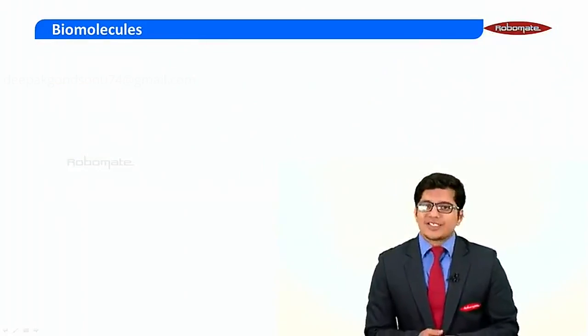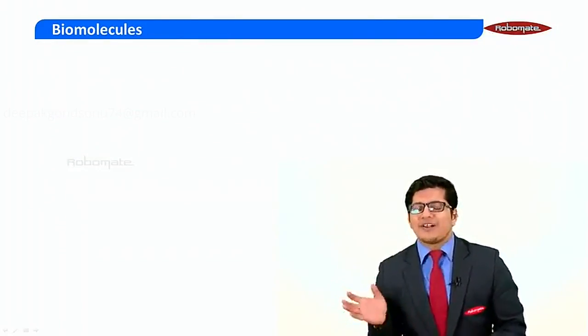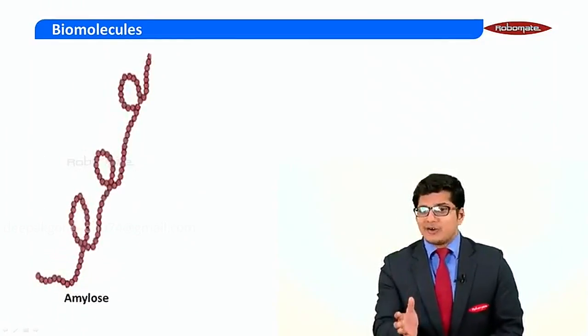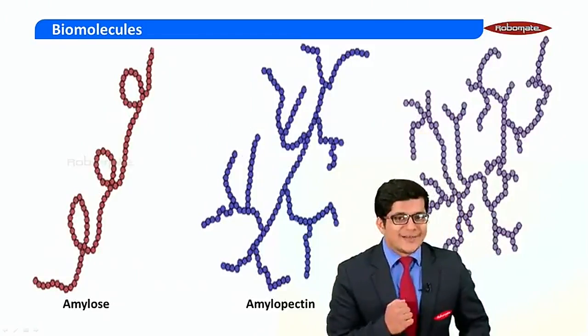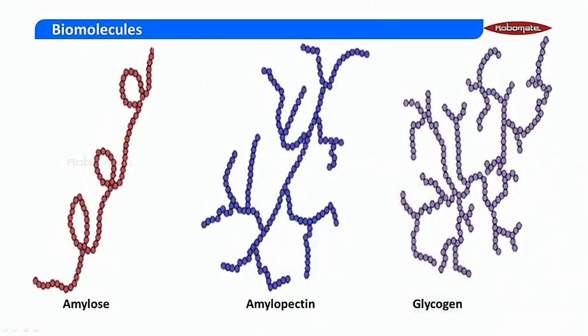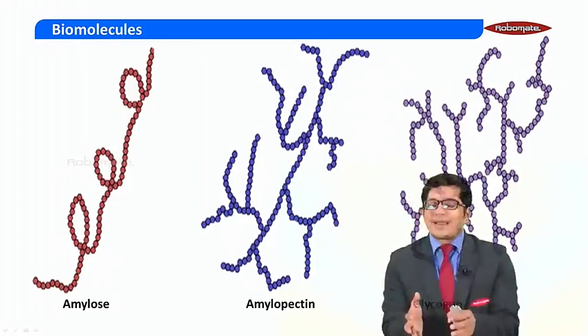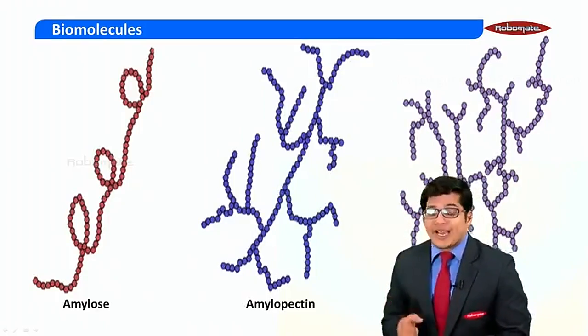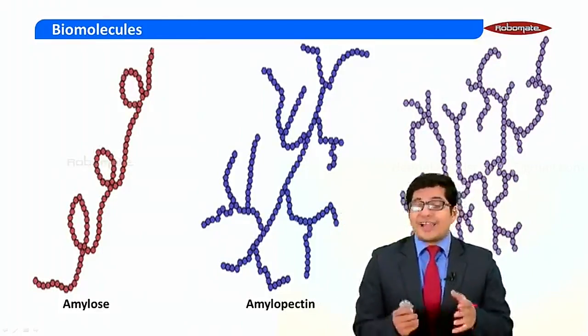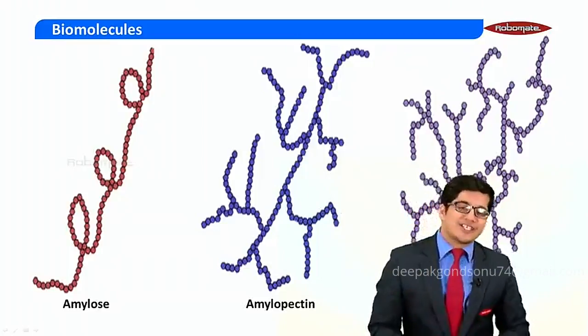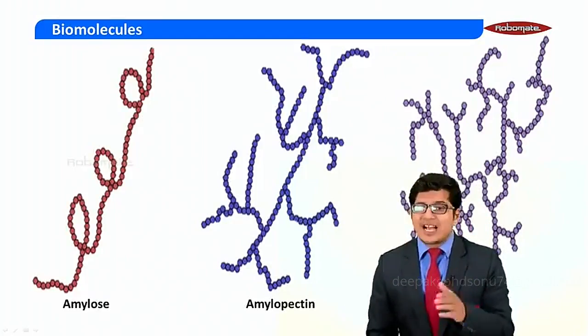Now students, if you observe all the three structures, that is amylose, amylopectin and glycogen, then we can observe that the differentiating factor between these three is only their branching. Amylopectin is less branched, whereas glycogen is a highly branched structure and amylose is a straight chain structure. So this was all about the carbohydrates.